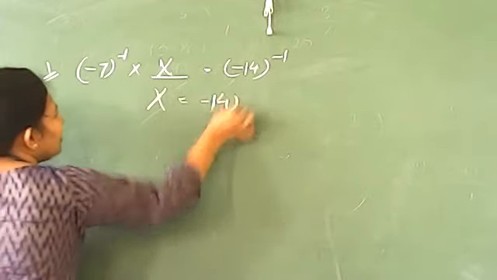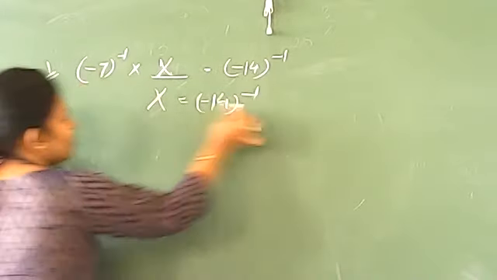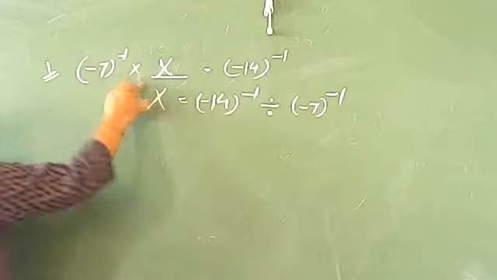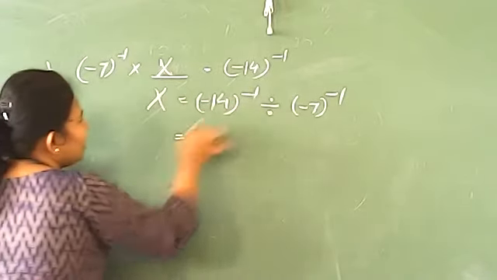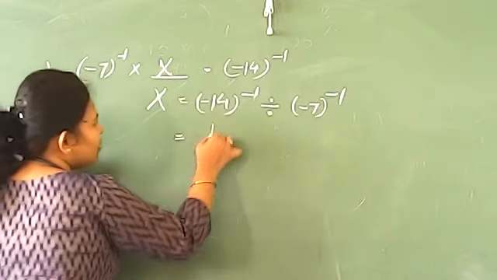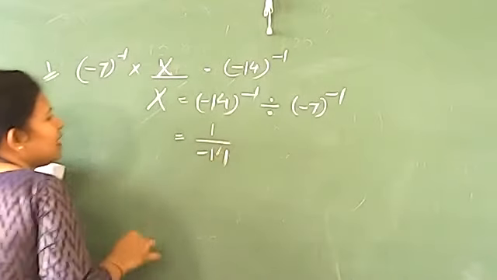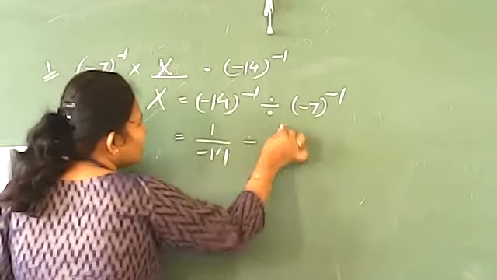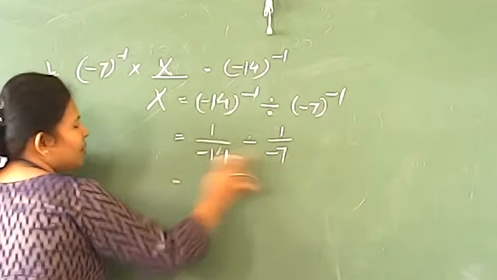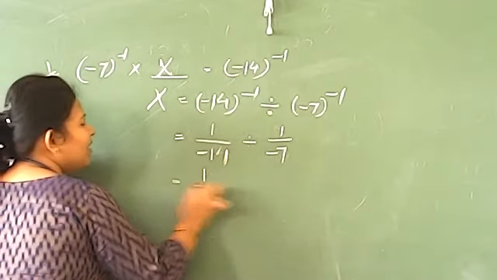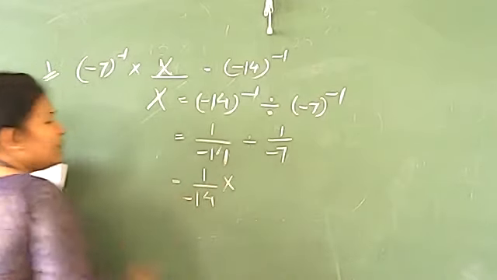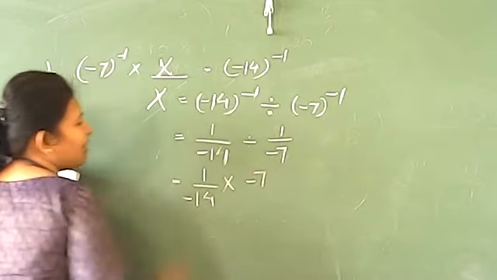And when we transfer the remaining number, minus 7 to the power minus 1, it was in multiply, so it will go and divide. Now the power is again negative, and when the power is negative, we can make it positive by taking the reciprocal. So it will give you 1 by minus 14, this division is division only, and this will give you 1 by minus 7. We have rational numbers in division form, so whenever we have this kind of condition, we can simply take the reciprocal of the next number to get multiplication. It will give you minus 7 now.